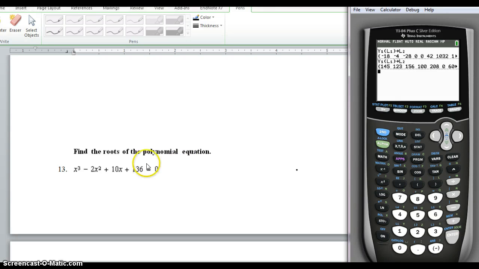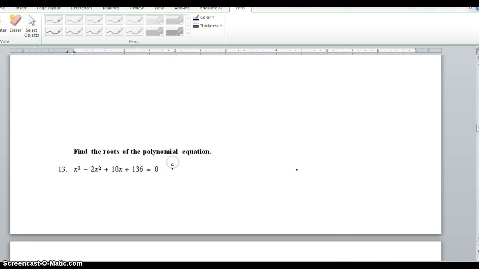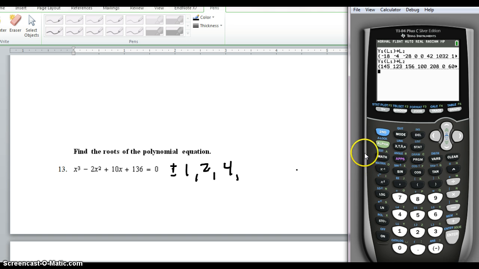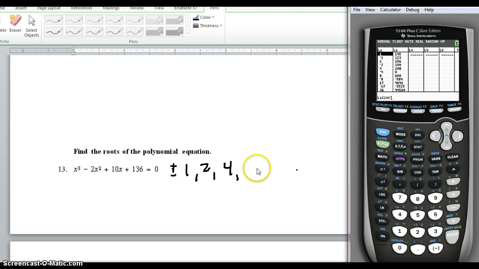All right, let's start with number 13 here. Again, we're moving our way backwards. We went ahead and found all of the factors of 136, or excuse me, our possible rational roots. So we have 1, 2, 4, and I believe 7 was another one. Let's see here, check the computer. I think we had 1, 4, 8, 17, 36, 68, and 136.